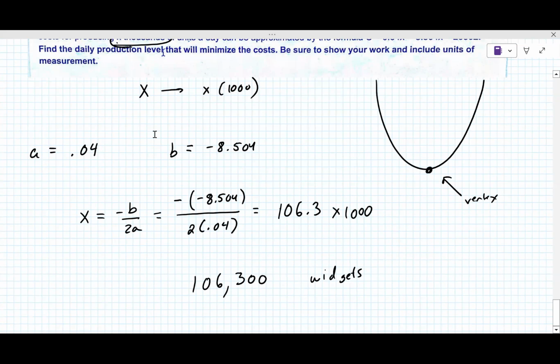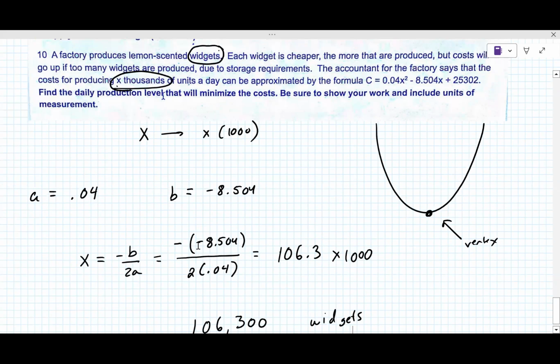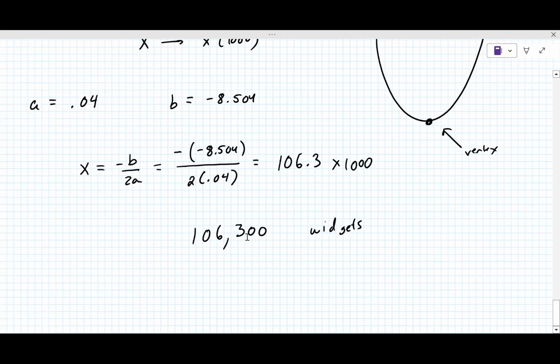Okay, so that is the production level that will minimize cost. So your instructor is a stickler here for units and for indicating the full answer. So even though our answer was correct, because it's in thousands of units, he apparently wanted you to multiply by 1,000. So now you have it. Now we know. Now you know.